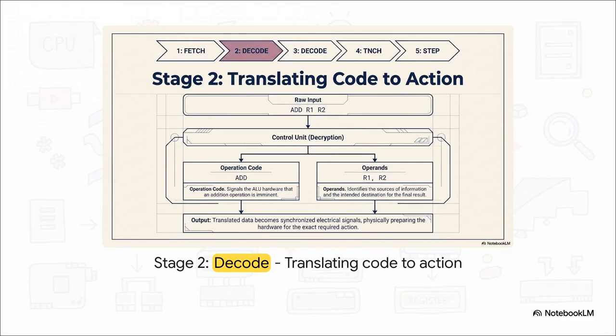With the raw command now inside the chip, we hit Stage 2, Decode. Here, the control unit acts as a master decryptor. Imagine the raw code says add R1, R2. The control unit breaks it all apart. It sees the operation code add and instantly wakes up the addition hardware. It sees the operands R1 and R2, identifying exactly which registers hold the numbers we need.